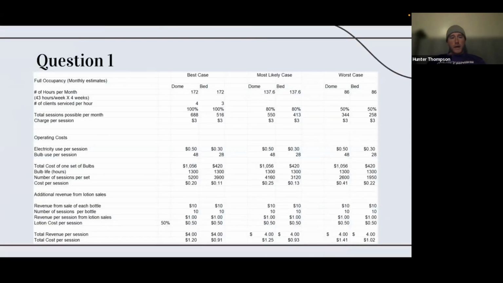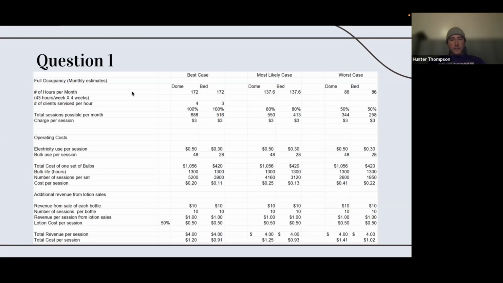So question 1 tells us to develop an operating cash flow forecast for the tanning equipment that we are going to be using. It gives us 3 different cases. Best case, which is like 100% usage. Most likely case, which is 80%. And then we have our worst case at 50%.